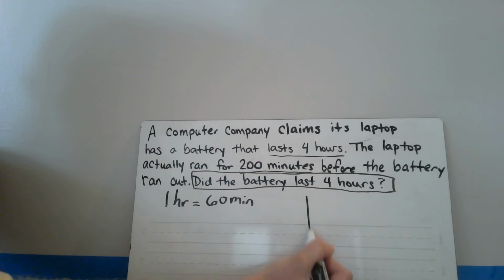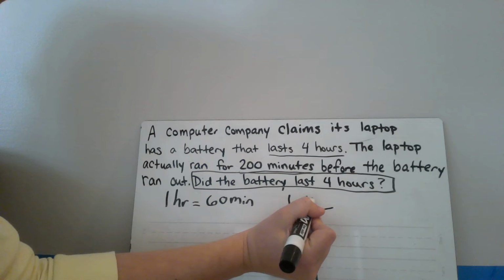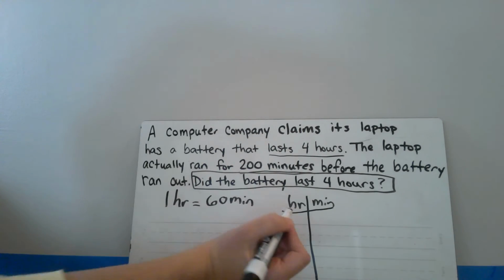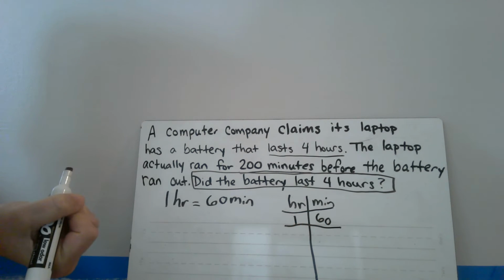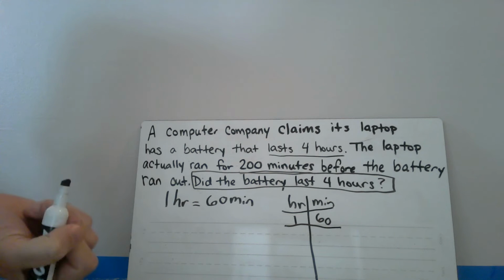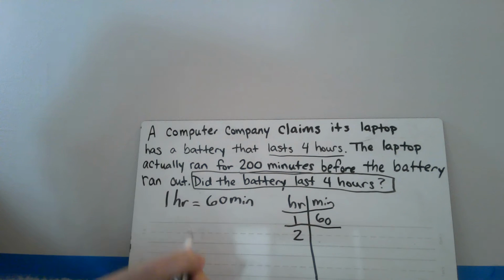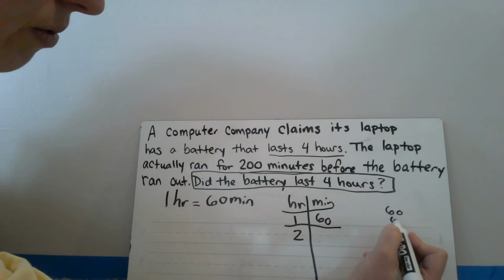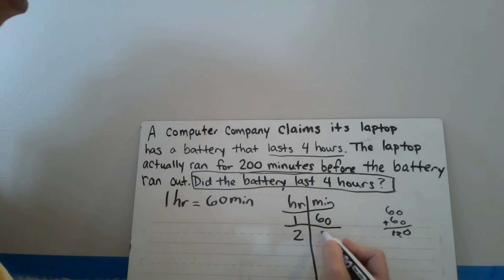So I'm going to make a T-chart. I'm going to label it hours and minutes. Now, I know that 1 hour is 60 minutes. So for every hour that I add on, I'm going to be adding another 60 minutes. So let's say the battery were to run for 2 hours. 2 hours would be 60 plus 60, or 60 times 2. And that equals 120 minutes.